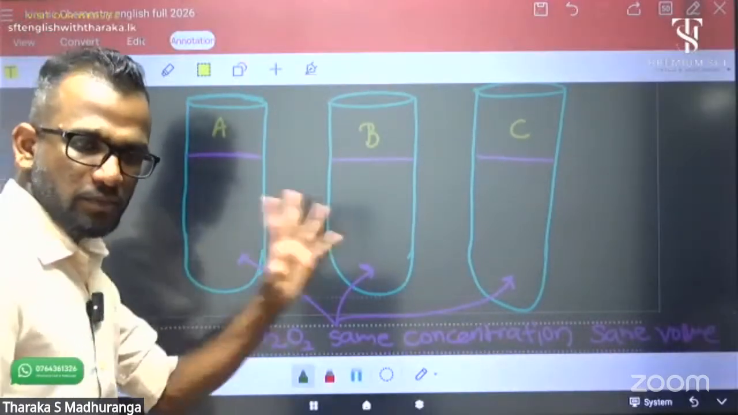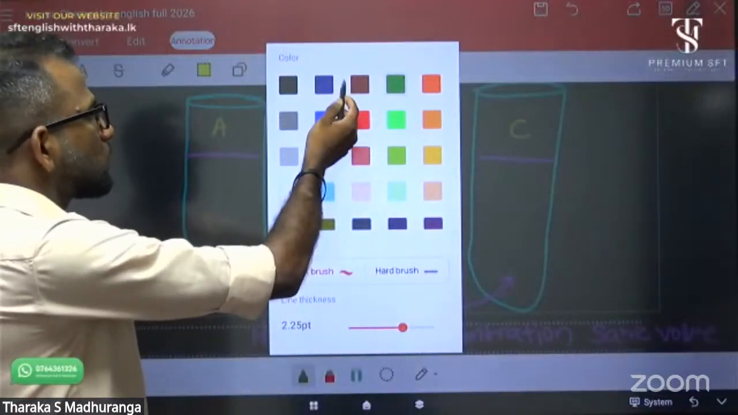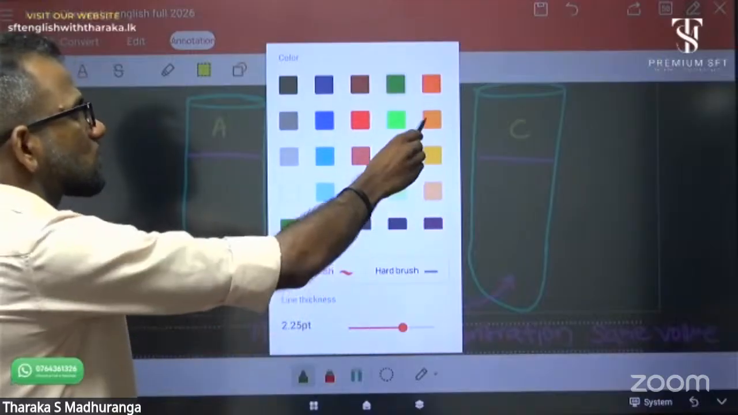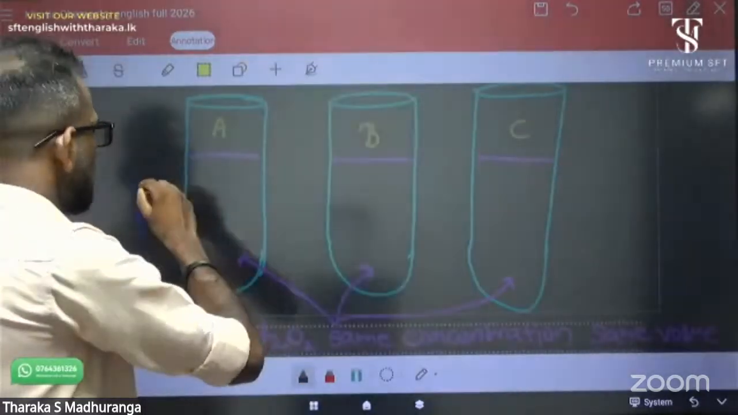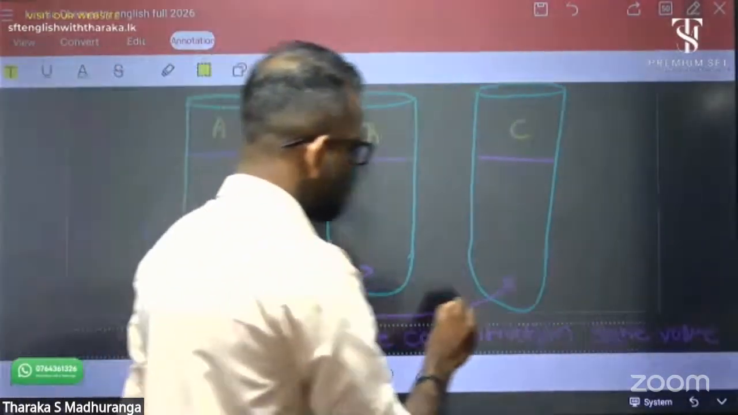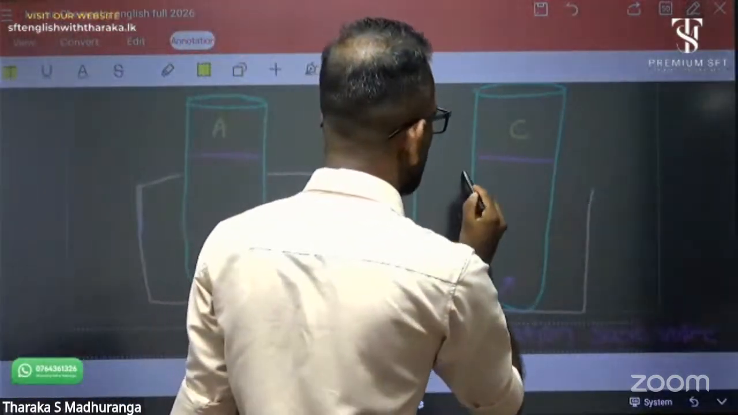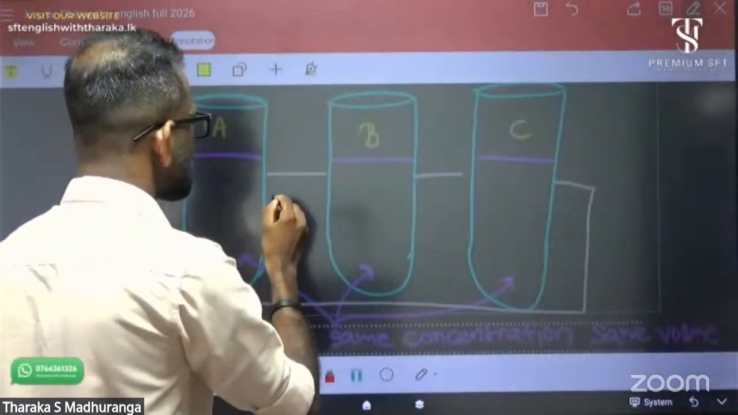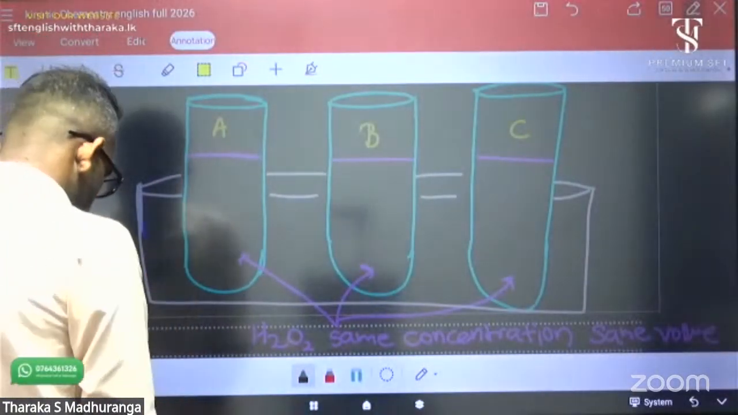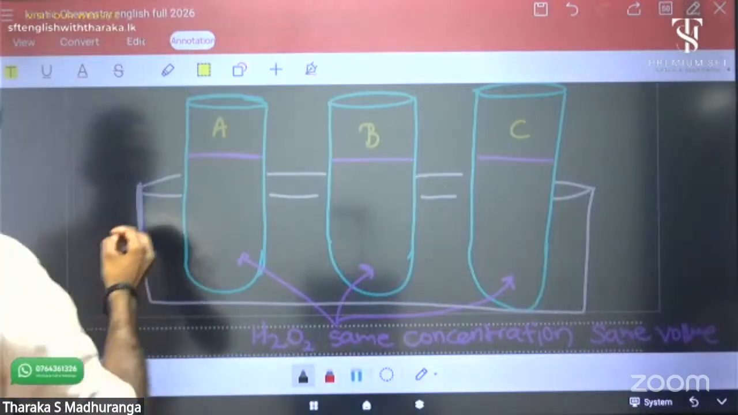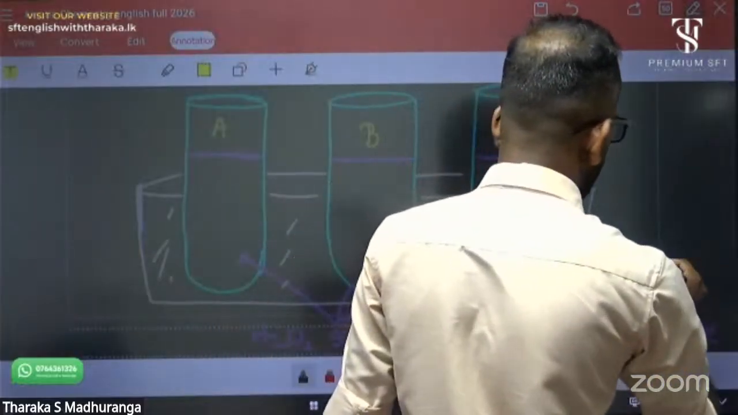This is a very simple practical. If you want, you can introduce a method of it. For more clarification, all test tubes are placed in the same water bath.